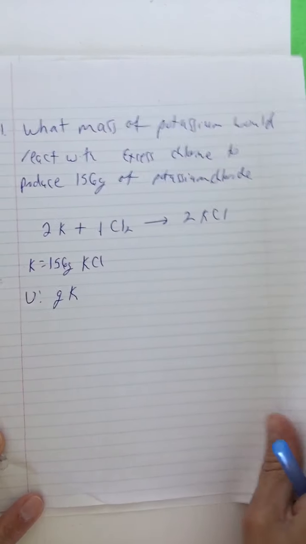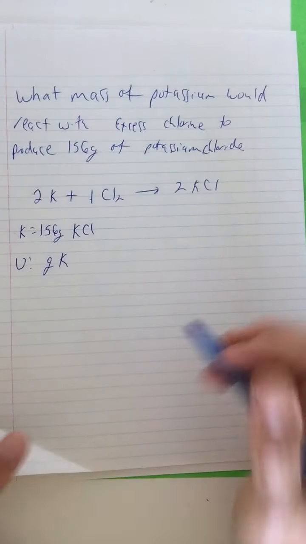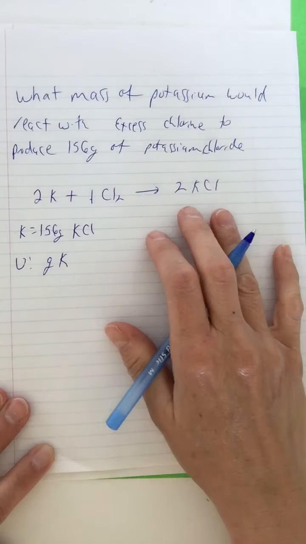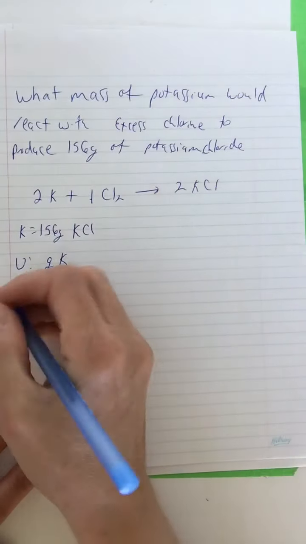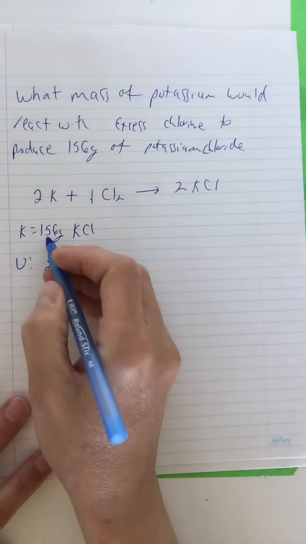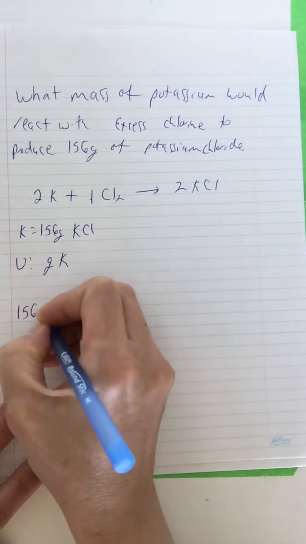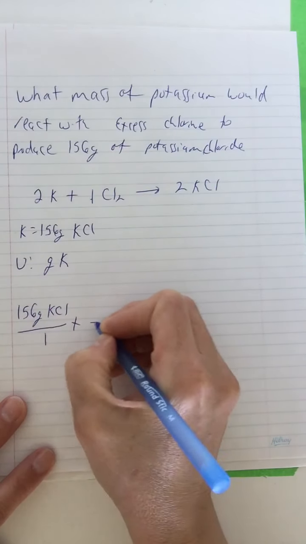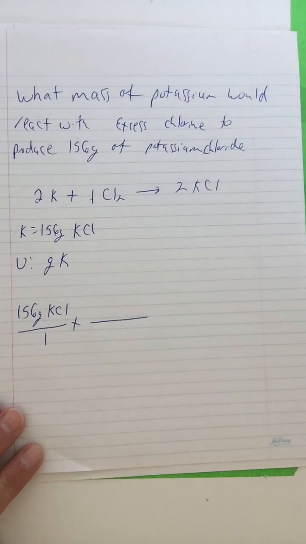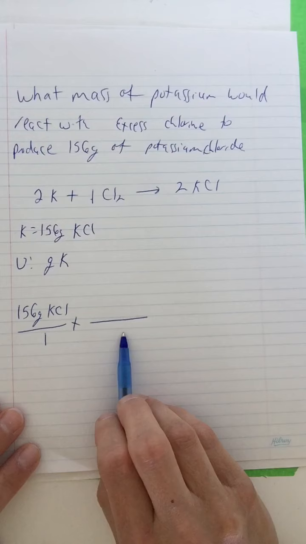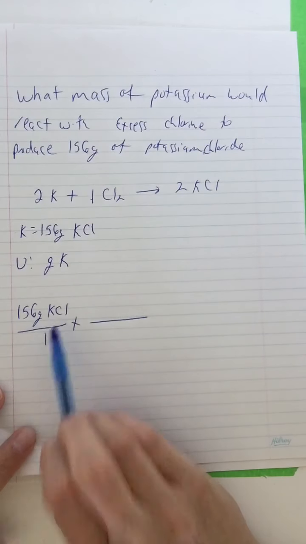So how are we going to do this? Well, we're going to do it the same exact way we do it every time. We take our known and put it over 1, and we let the units tell the story here. So I've got 156 grams of KCl over 1. Okay, that's a start. What am I going to put on the bottom to get rid of grams of KCl?